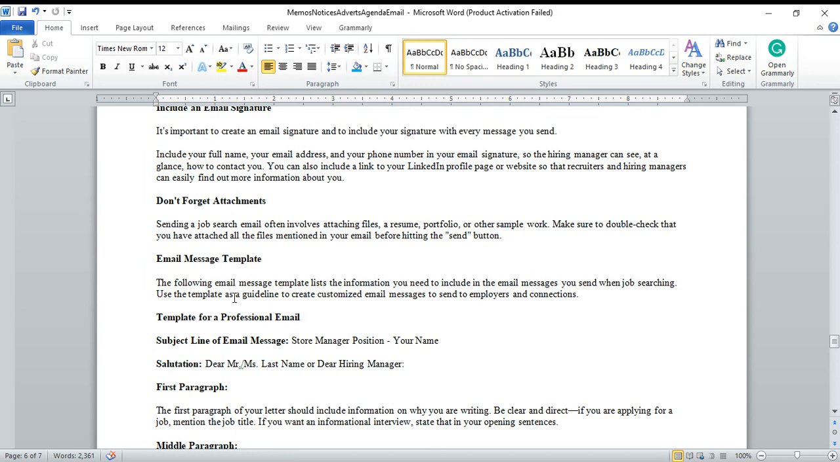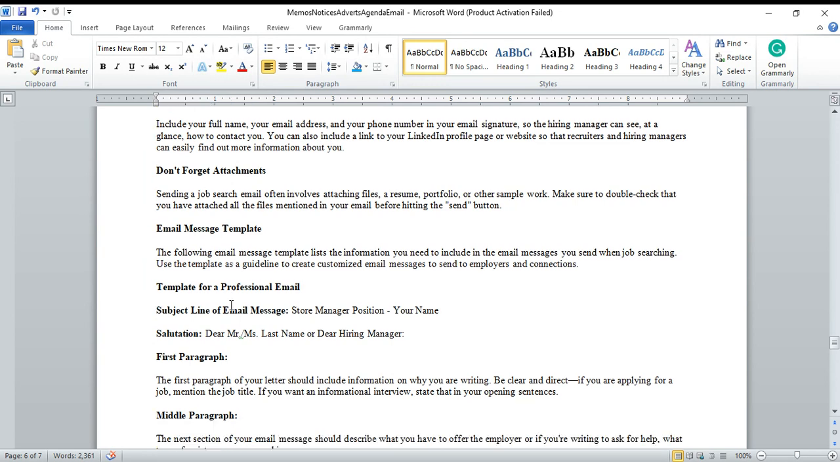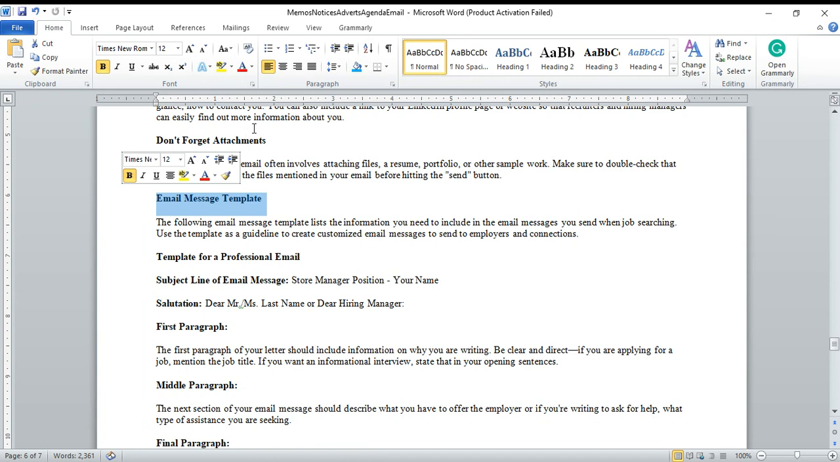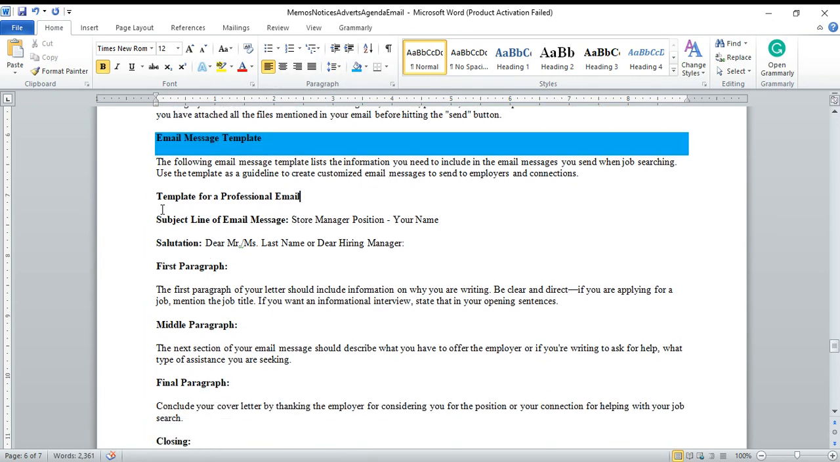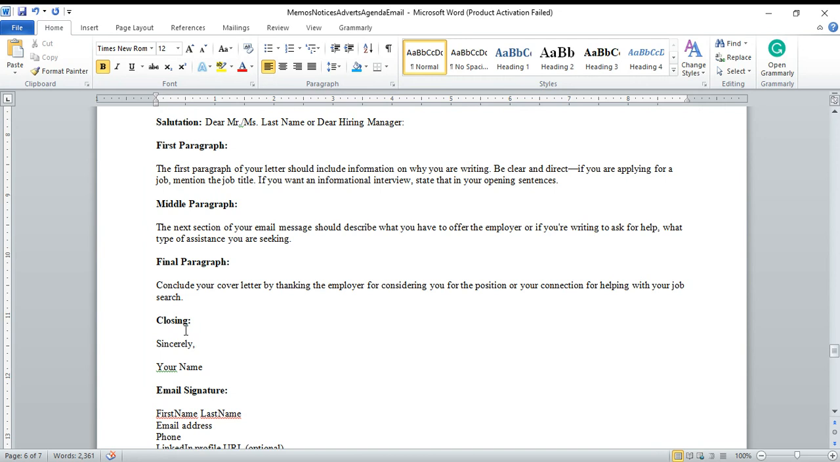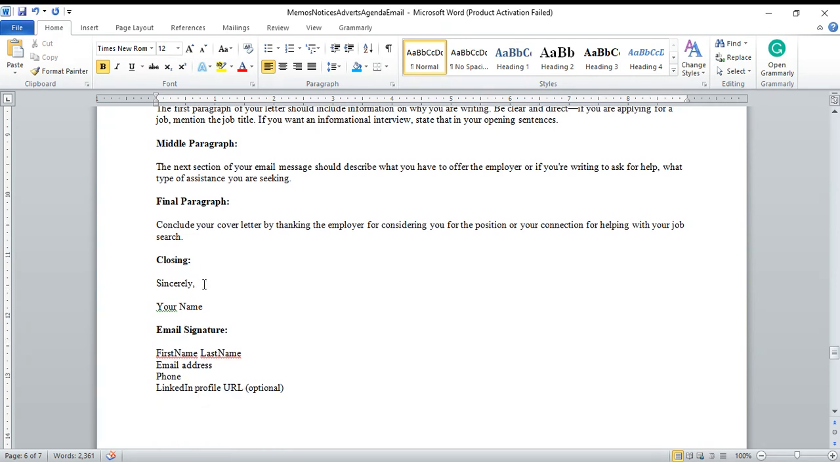Then email message template. Okay, so here we have an email message template, so I can make it like a subheading. Here we have a subject line of communication, for example, store manager position, then your name, then salutation, dear Mr., Miss, like that. Then first paragraph, then middle paragraph, final paragraph, then closing, sincerely or with.